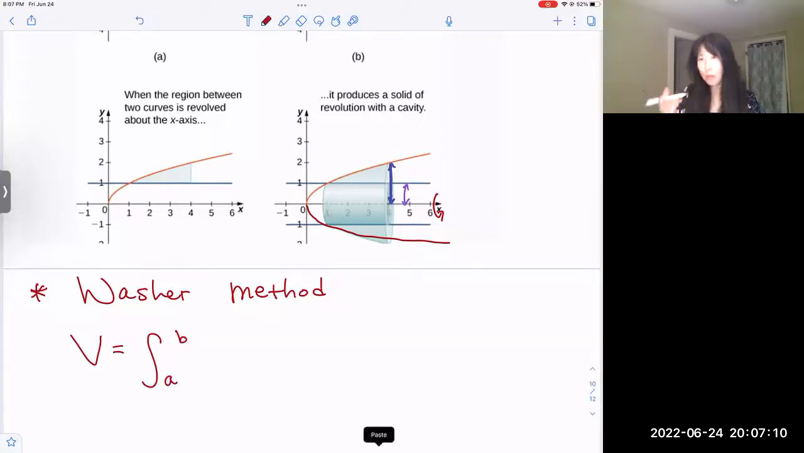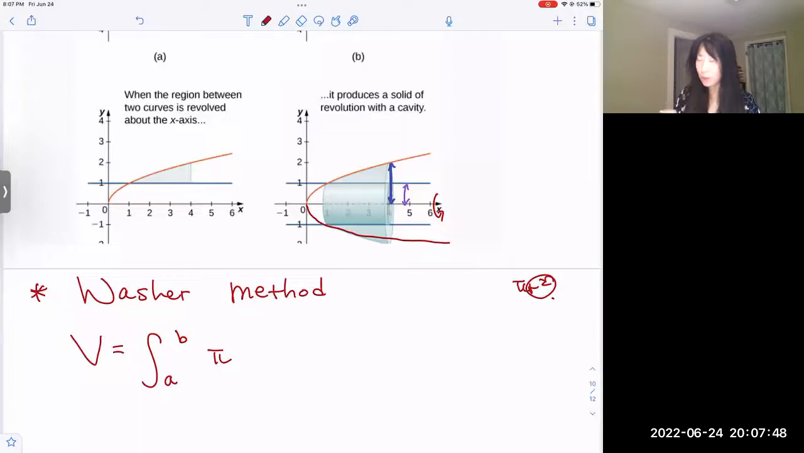Okay, and then we know pi r squared, right? But in this case, we have the bigger r, and then we have a smaller r, since we have a hole inside in the middle, okay? So normally we had pi r squared, and that r will be just a function, right?